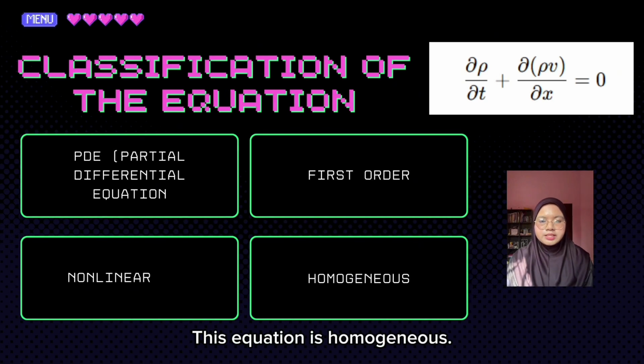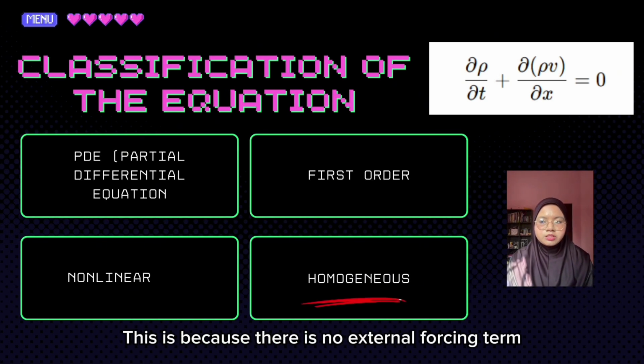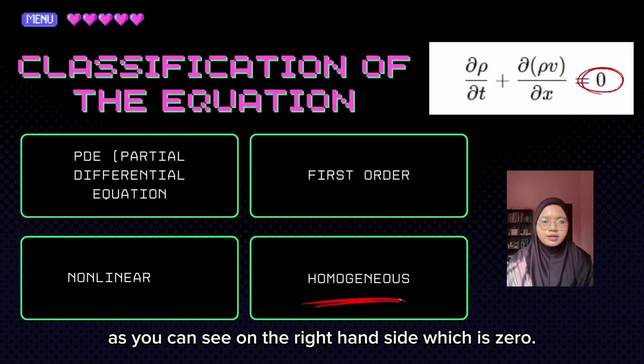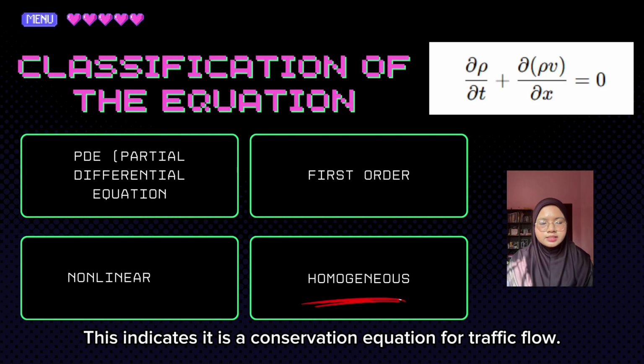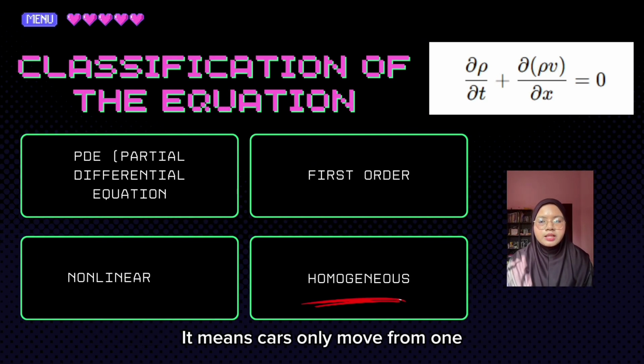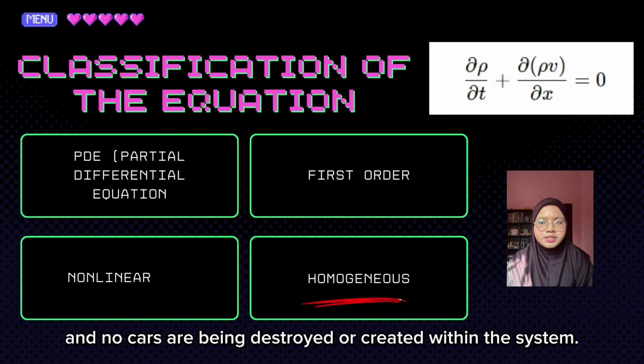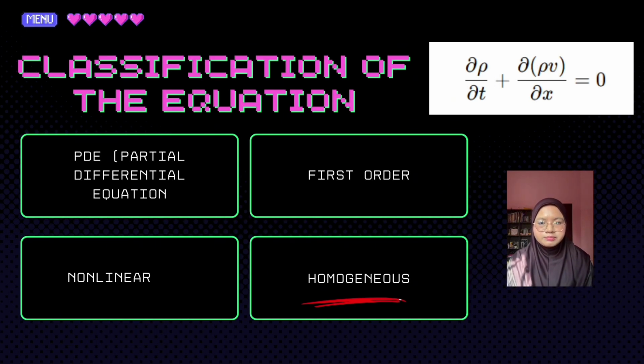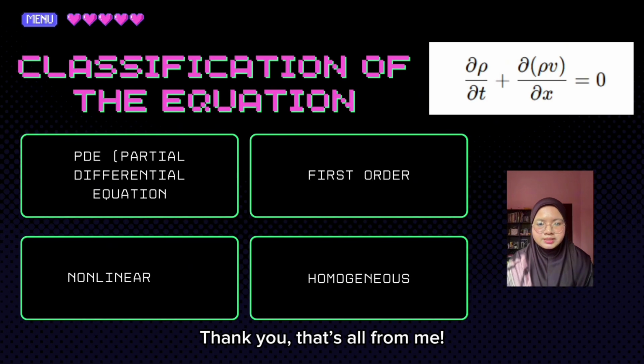This equation is homogeneous. This is because there is no external forcing term, as you can see on the right-hand side, which is 0. This indicates it is a conservation equation for traffic flow. This means cars only move from one place to another, and no cars are being destroyed or created within the system. Thank you. That's all from me.